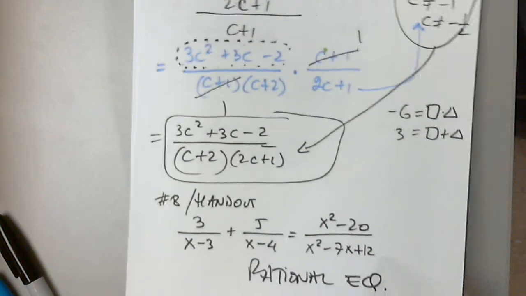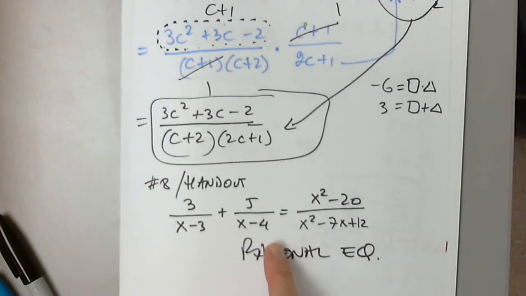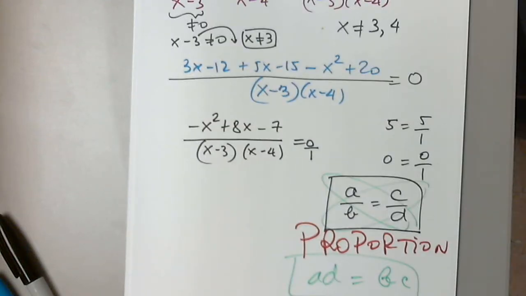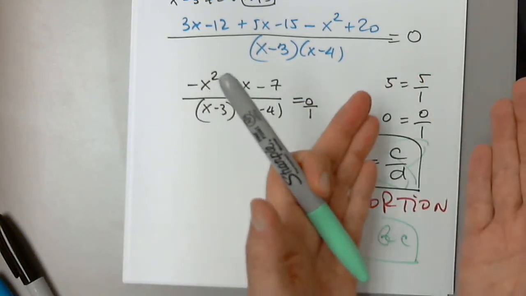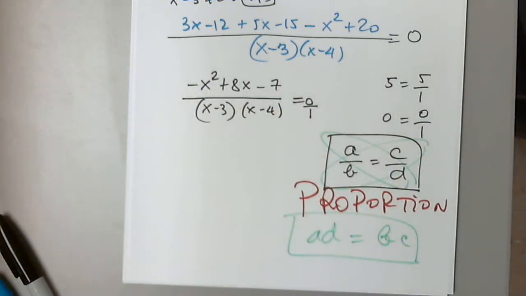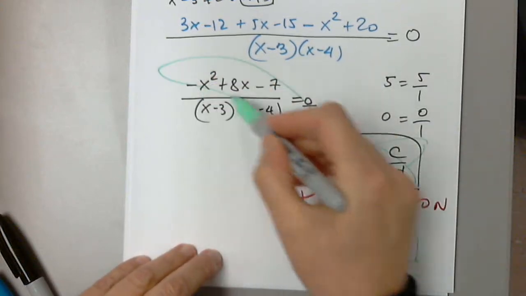Can I do this here? Why can't I just cross multiply here? 3 different terms. It's not a proportion. A proportion means one fraction on the left, one fraction on the right, and the equal symbol in between. So now I will cross multiply.